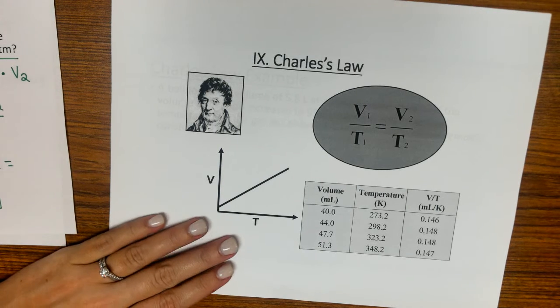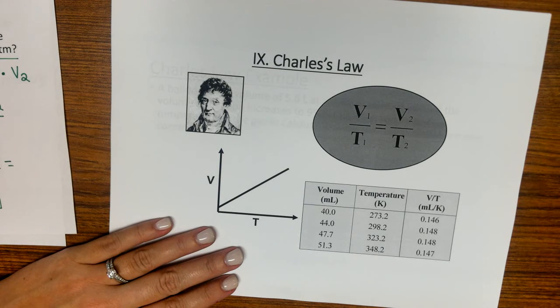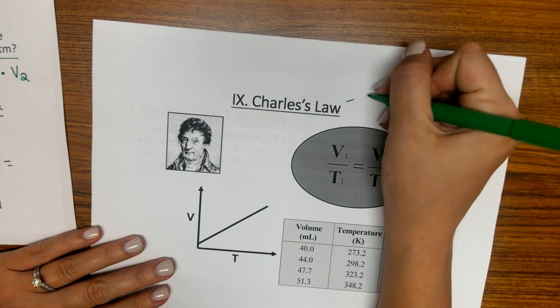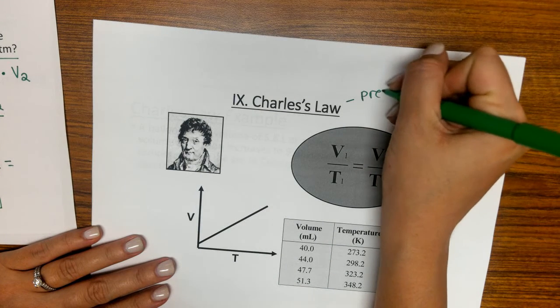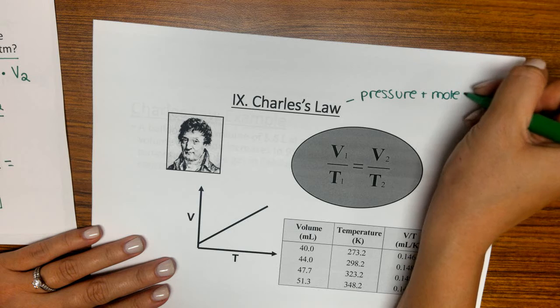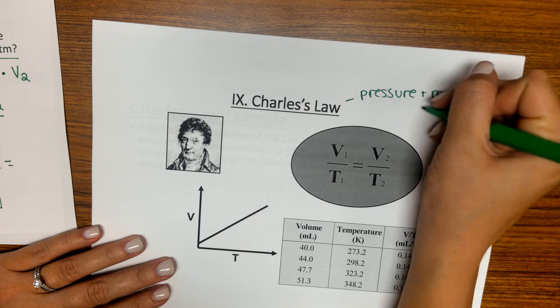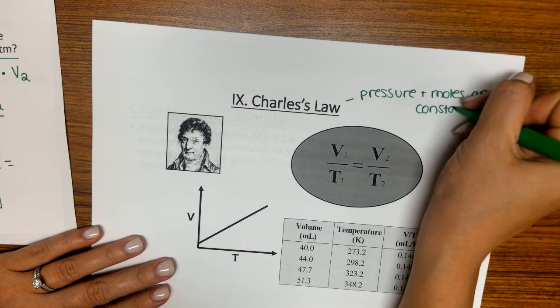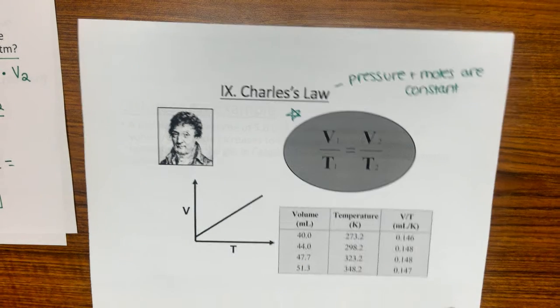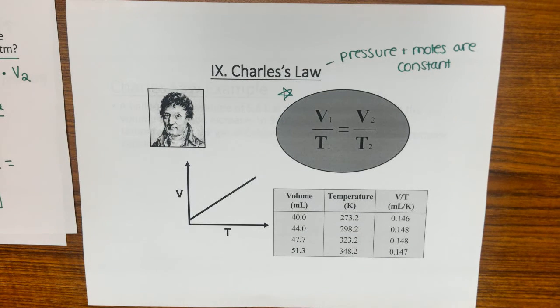Charles' Law has to do with the relationship between volume and temperature. And this is assuming that pressure is constant and the moles of gas are constant. And this is his formula. V1 divided by T1 equals V2 divided by T2.